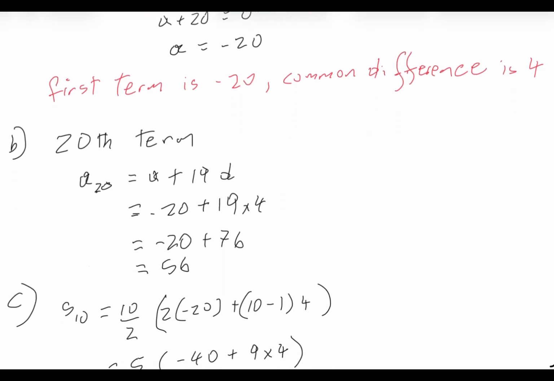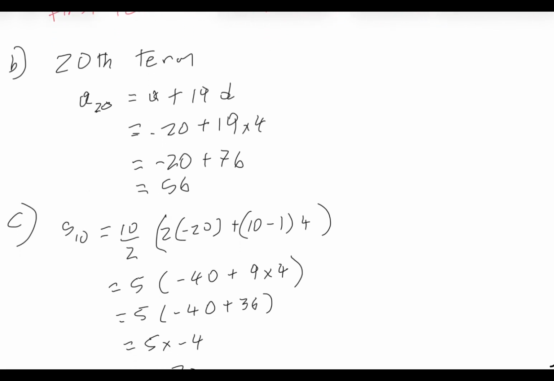Next part, finding the 20th term. a sub 20 is equal to a plus 19d. We already know that a is negative 20 and d is 4, so we substitute. That would be equal to negative 20 plus 19 times 4, which is equal to negative 20 plus 76. That's equal to 56.